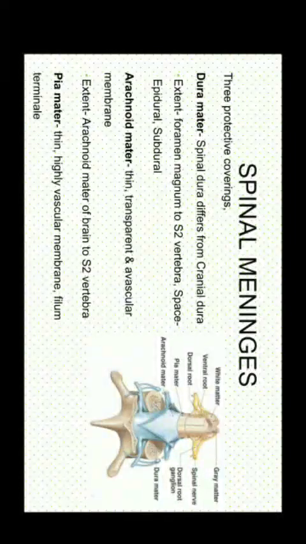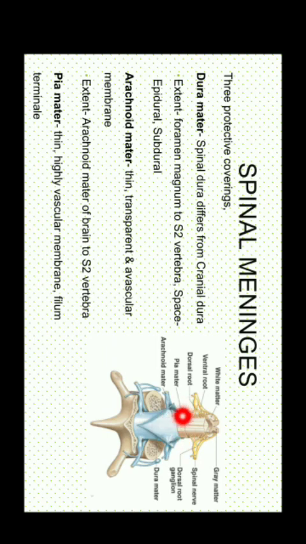Okay, let us see what are the coverings surrounding the spinal cord. The three protective coverings surrounding the spinal cord are dura mater, arachnoid, and pia mater. You can see this cut open structure as the dura mater, arachnoid, and the pia mater. The dura mater of the spinal cord, also called as the spinal dura, extends from foramen magnum to the S2 vertebral level. The spinal dura differs from cranial dura.